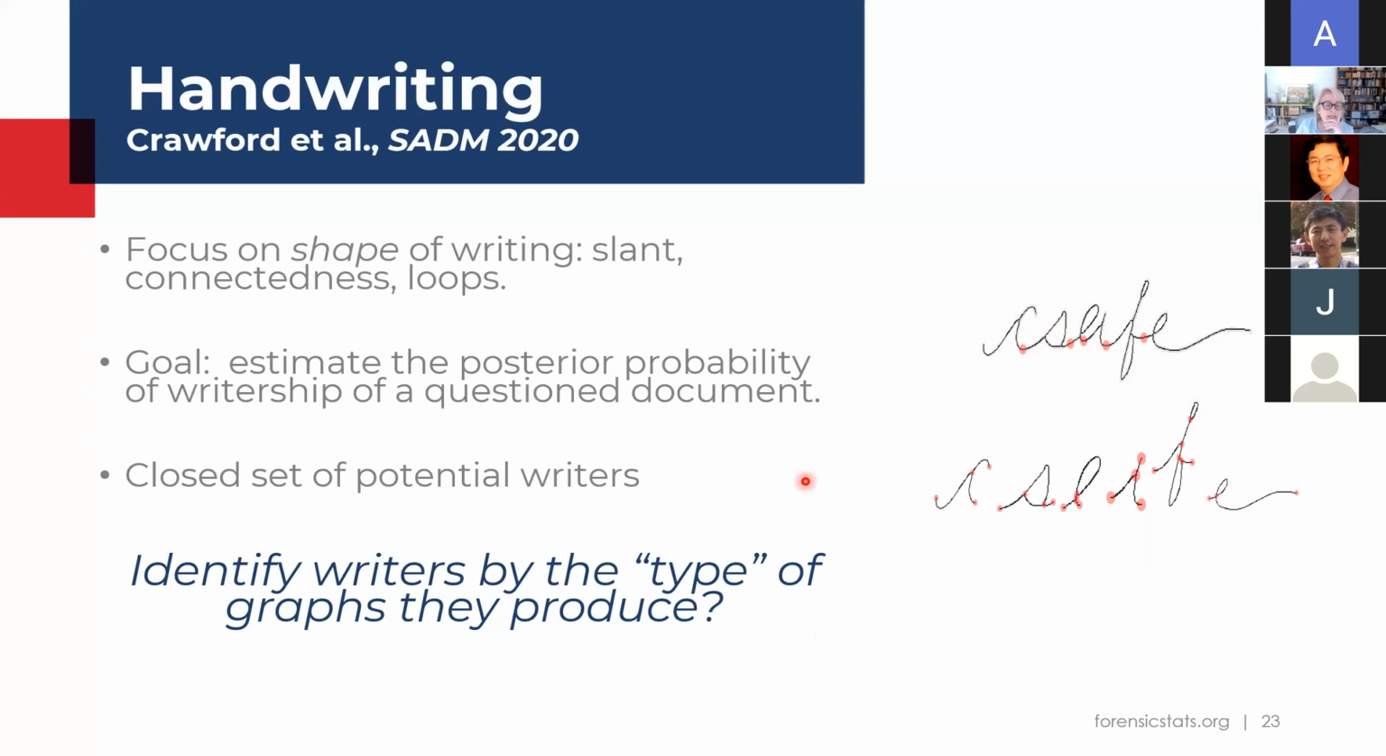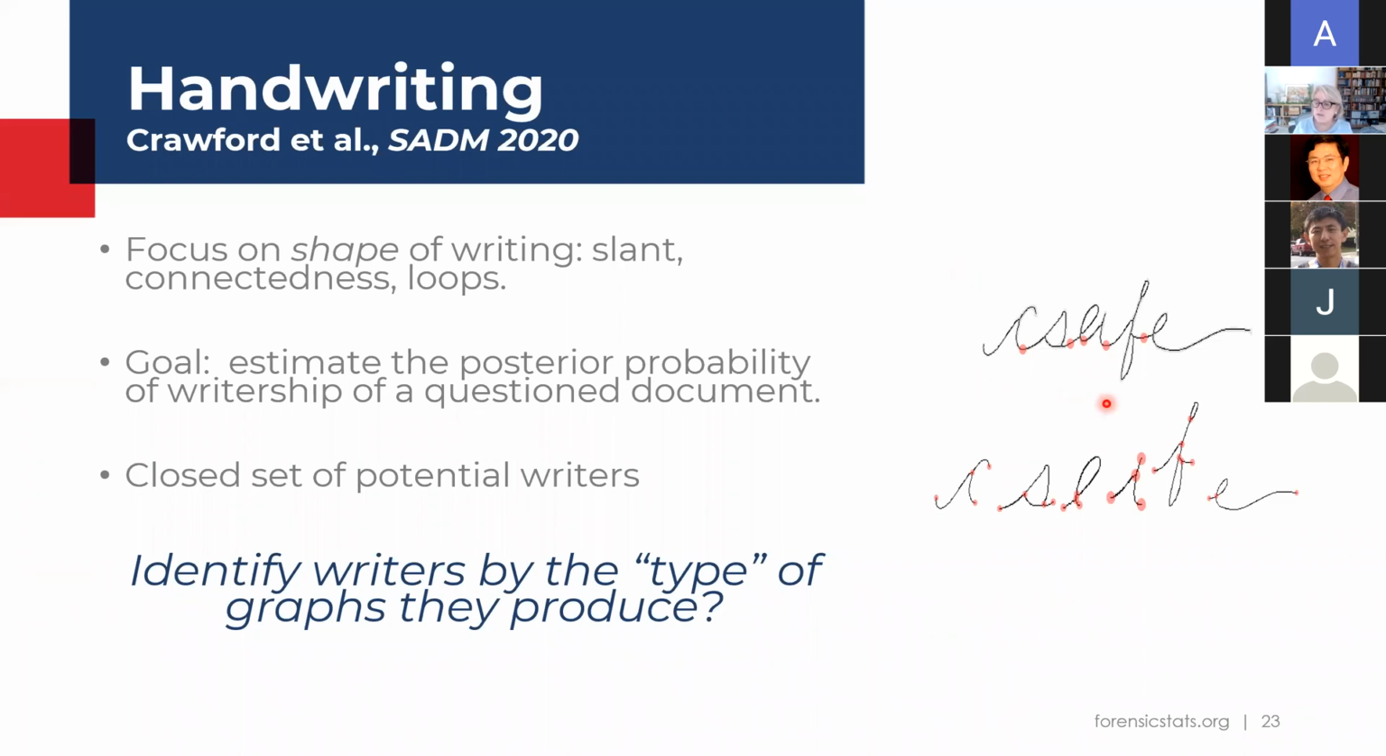So we collected our own data set again, and again, this data are available. At this moment, we have something like 200 or 300 writers, and each one has provided us with 27 samples of writing collected on 3 different occasions. And the question is, first of all, can we identify writers by the type of graphs they produce? And what do I mean by graphs?